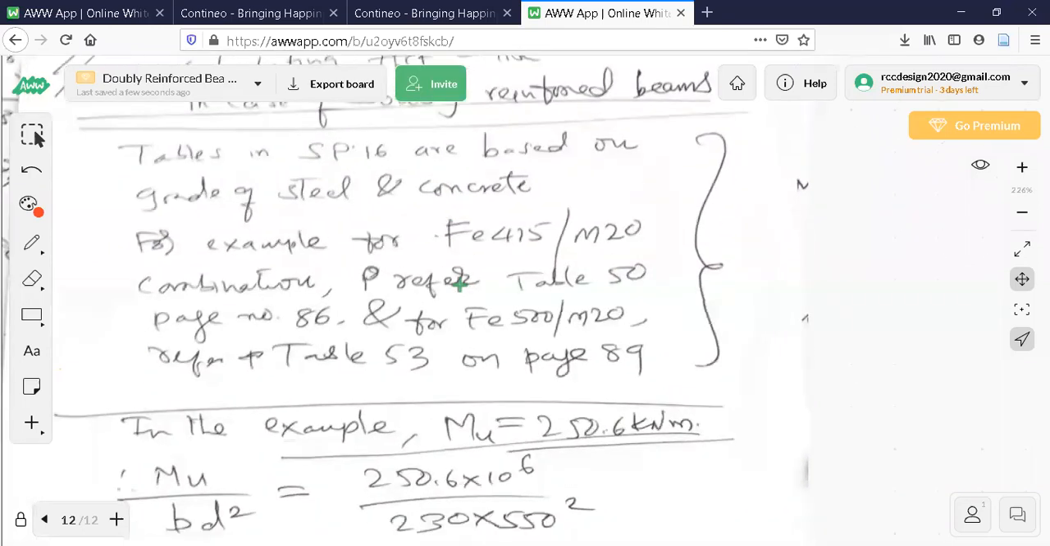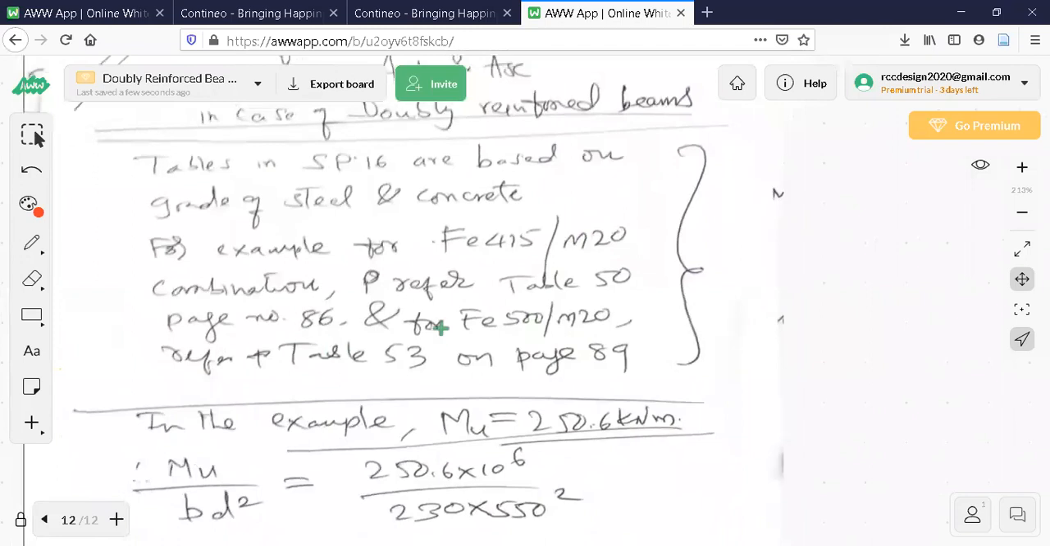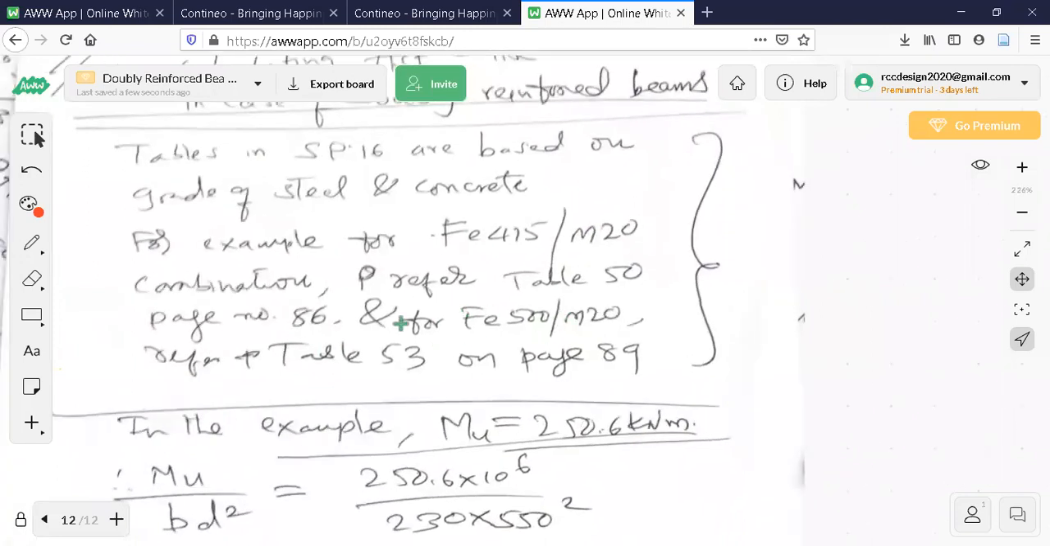Observe here. Tables in SP16 are based on grade of steel and concrete, so the combination of materials. For example, for Fe415 and M20 there will be one table. Again, if it is Fe500 and M20, there is one more table like that. Combination. So refer to table 15, page number 86.